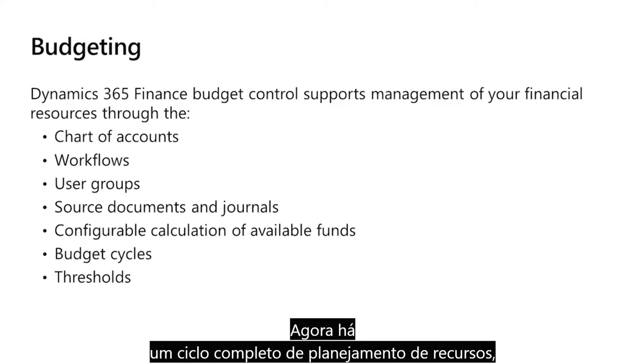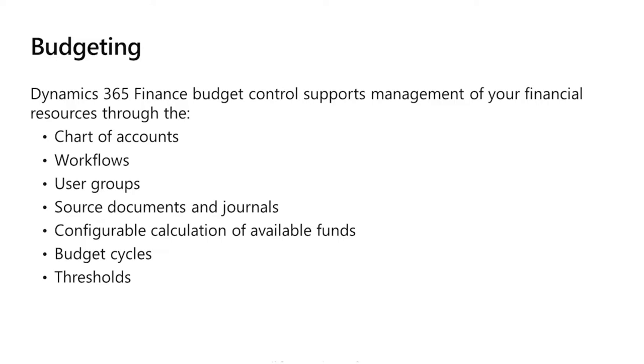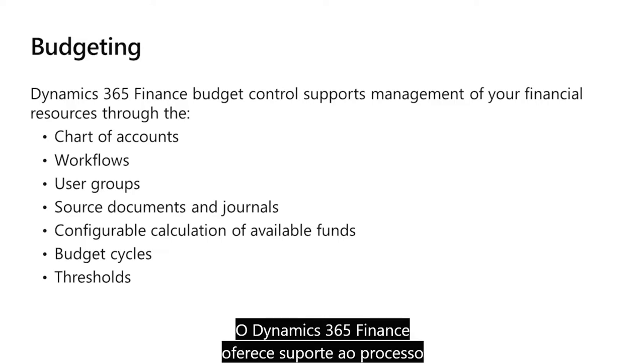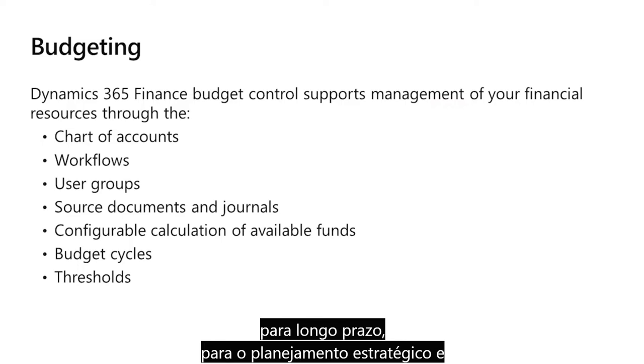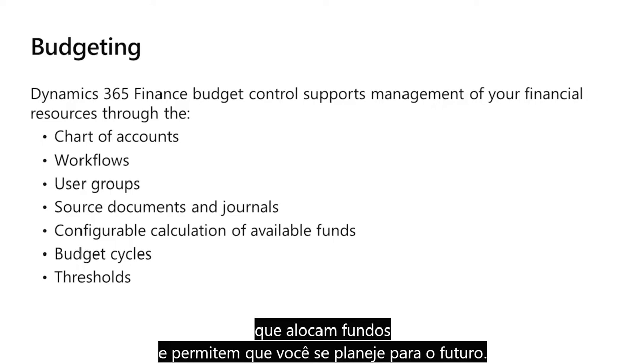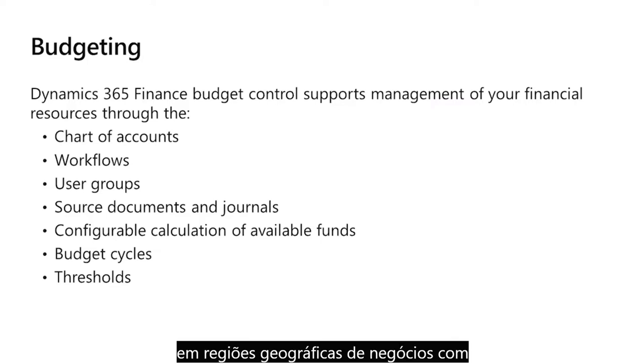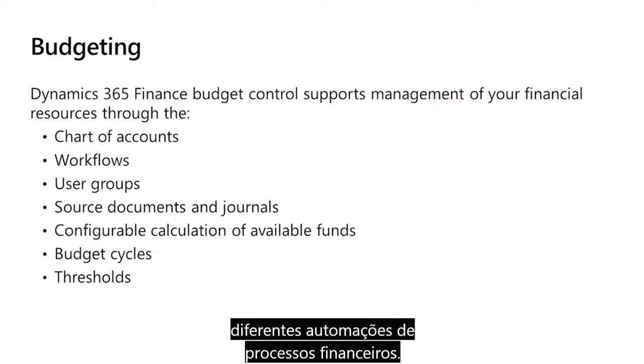Now, there is a full resource planning cycle, and that includes planning, budgeting, and forecasting. Dynamics 365 Finance supports the process both for long-term, your strategic planning, and your quarterly and annual budget planning. Now, here's the really cool thing. You can actually use the budgeting module to create and assign budget codes that allocate funds and allow you to plan for the future. And you can even reduce operational expense by minimizing the operational costs across business geographies with different financial process automation.